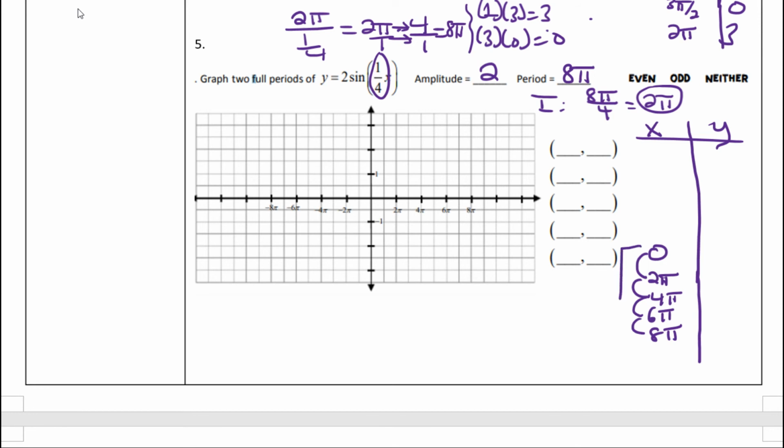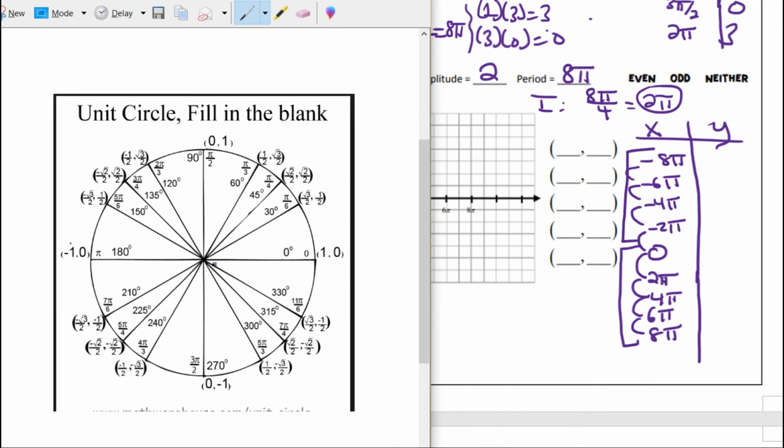That's one full period there. And then I'm going to go backwards. So if I go backwards, it'll be negative 2 pi, negative 4 pi, negative 6 pi, and negative 8 pi. All right, so now we got a total of 2 periods, one there, one there. So we can go ahead and continue. So let's do sine of 0, but remember, sine of 0 degrees is the y value, which is 0. Sine of pi over 2 is 1, then 0, then negative 1, and so on.